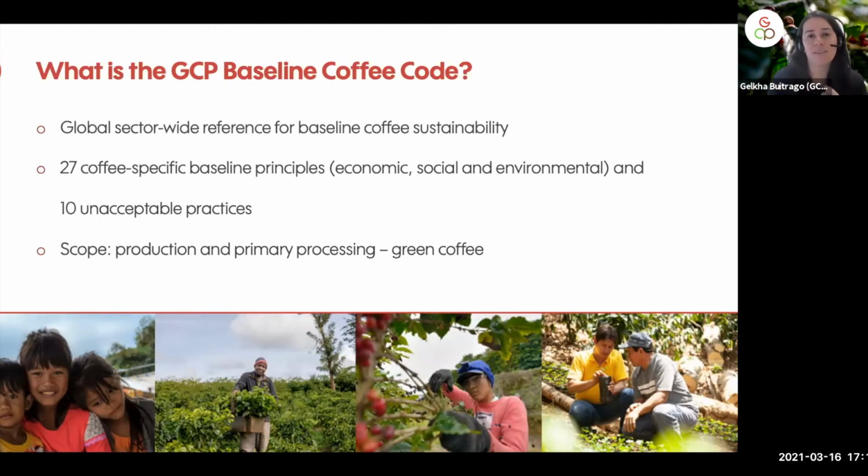So I'll start by saying that the Baseline Coffee Code is a sector-wide reference for baseline coffee sustainability. So it is what we as a sector have agreed are the foundations for sustainability. It does not mean that there cannot be more that can be done, or that it is the only thing that we're going to do in the supply chain, but at least it gives us a shared understanding about, at farm level, at production and primary processing, what these foundations for sustainability are.